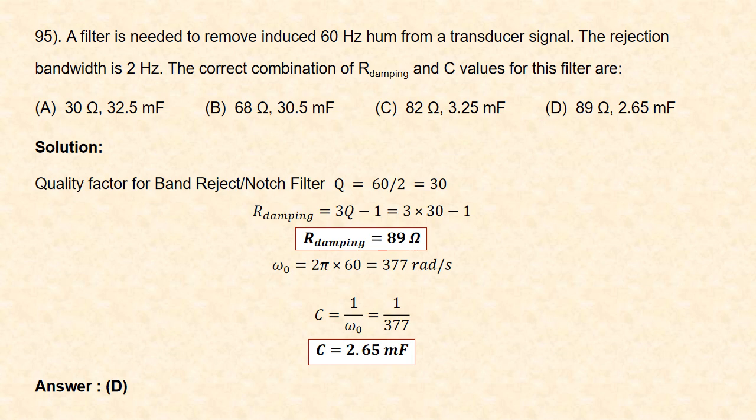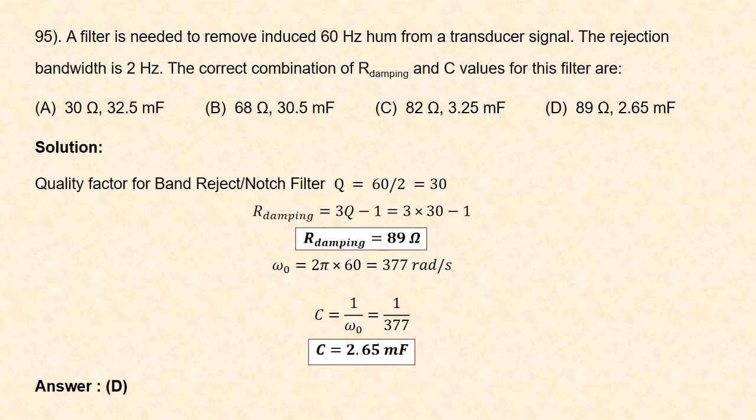Now here a band reject or notch filter is used to remove the hum from a transducer signal. The quality factor for this filter will be Q = 60 divided by 2, that is the induced frequency divided by bandwidth, which is equal to 30. So our quality factor is 30. Now the damping resistance is given by the formula 3 into (Q minus 1). So substituting Q = 30, we have the damping resistance equal to 89 ohm.